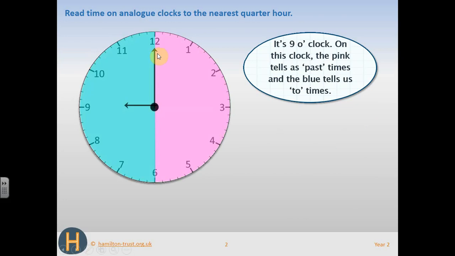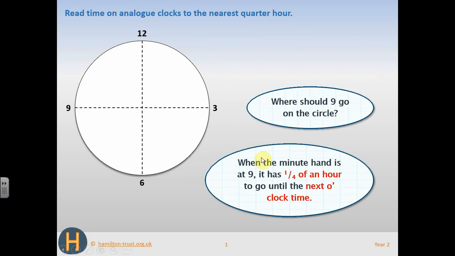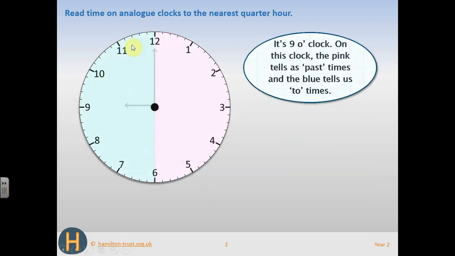This is a better way to show you. So if it's at the 9, how many more to the o'clock? It will be 5 minutes, 10, 15. It will be 15 minutes. So when the minute hand is at the 9, it's quarter of an hour to the next o'clock. So that's quarter of an hour up to there. Quarter of an hour is the same as 15 minutes. We can count that out by 5, 10, 15.